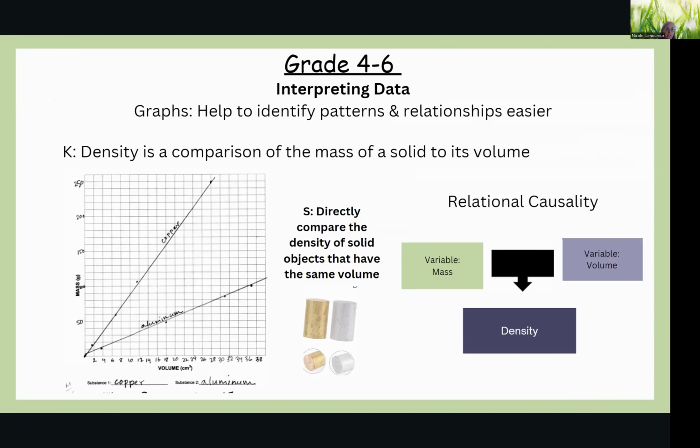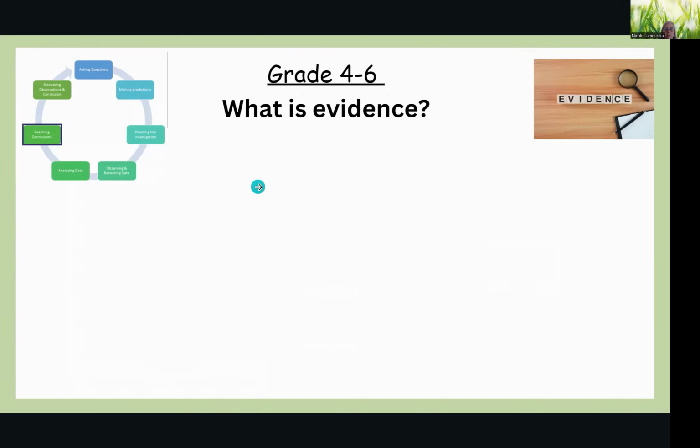Now, grade 5, when they're having to deal with density, which is like mass and volume creates density, and they're directly comparing two solids, like this is copper and aluminum, and they're the same volume, graphs are going to help with that interpretation. What trends are you seeing? What seems to be repeating? What seems to be happening? And working with that. And then what does this mean? So, change in density and those kinds of things.